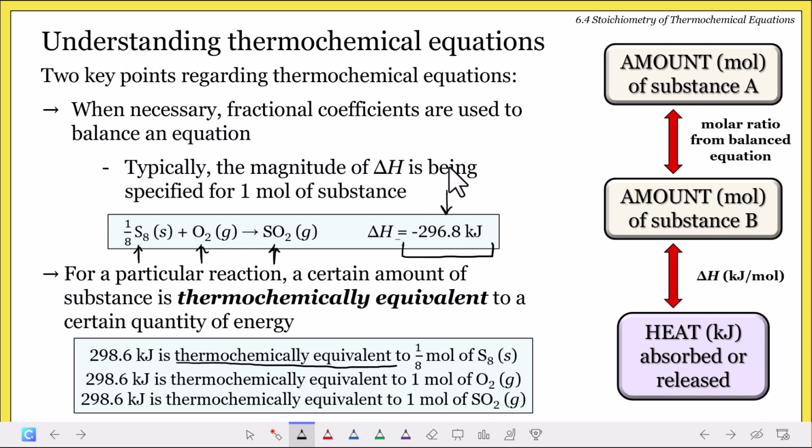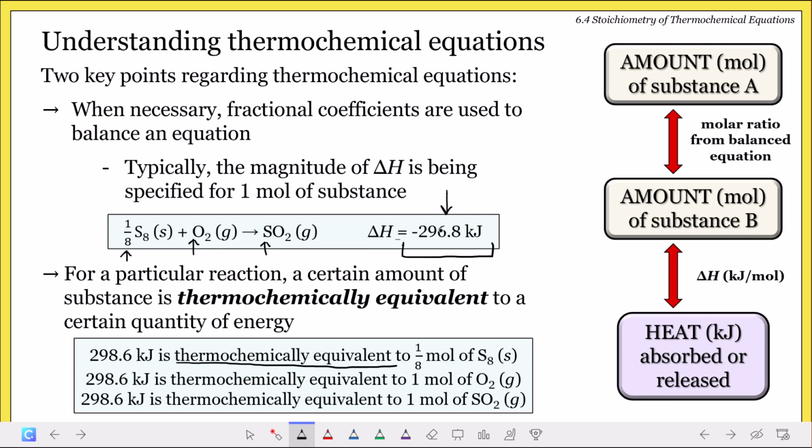So this thermochemical equivalence is saying that we have a certain amount of energy associated with fixed amounts of any substance in any process. If we change any of these coefficients here, we would have to change all of them, right? If I want to react twice as much oxygen, then I'm going to have to react twice as much sulfur, and I will get twice as much of my product. And following suit, we would have twice this change in enthalpy, twice as much heat being released.